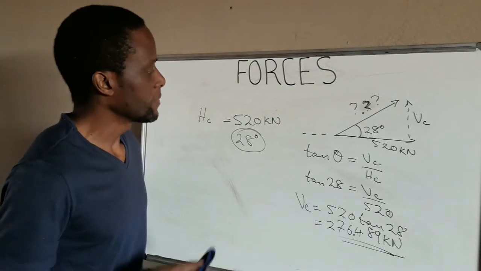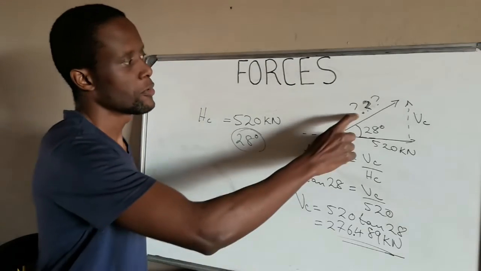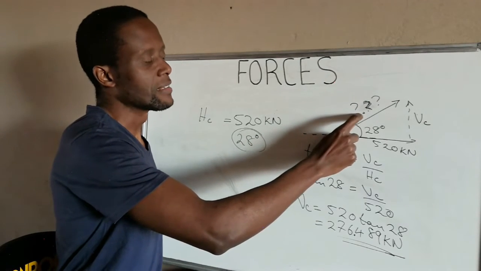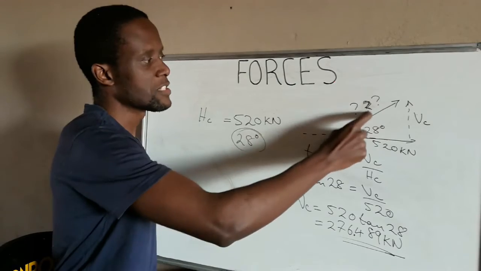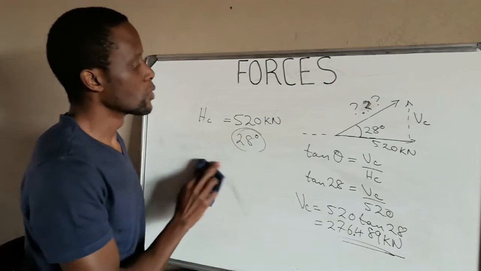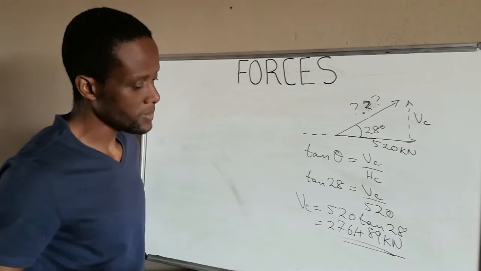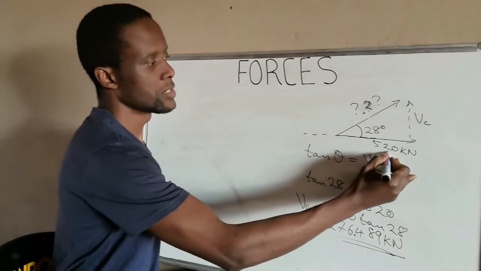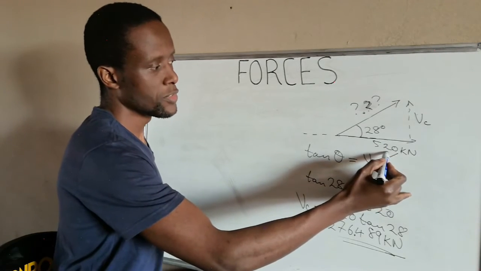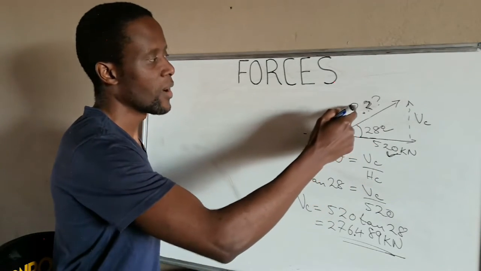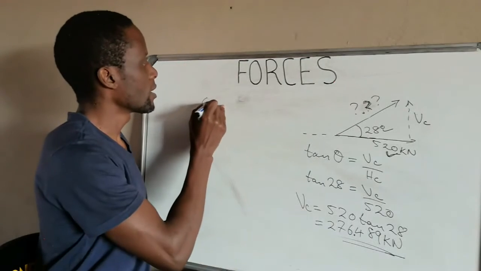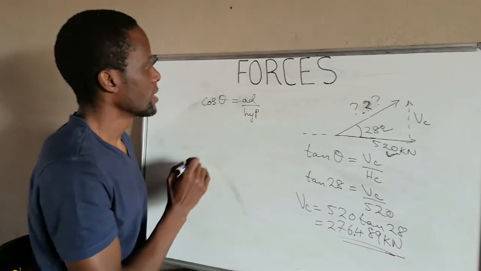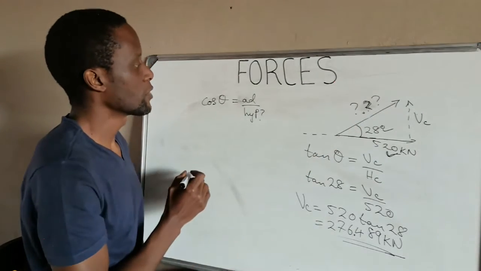What if they had asked, how much is this force? What is the magnitude of the force that you are talking about? Then we'll still use the trig ratios, and we'll still use our horizontal component. We have our angle, we have our hypotenuse. So we'll use cos theta is equal to adjacent over hypotenuse. Our hypotenuse is the force that we are looking for.